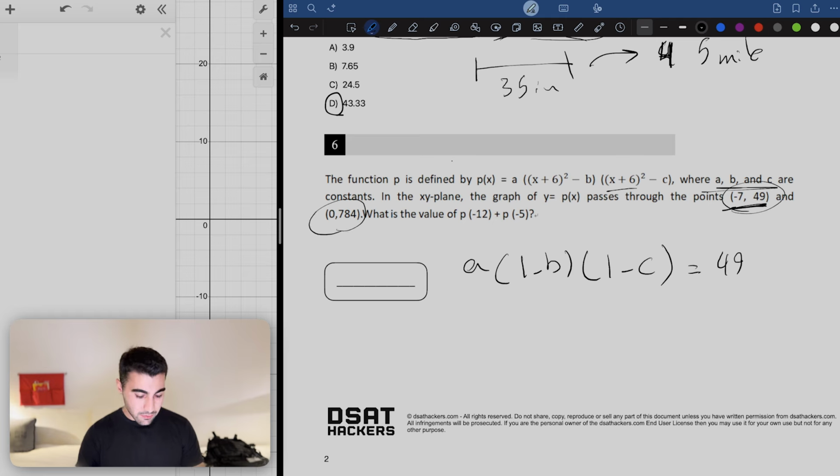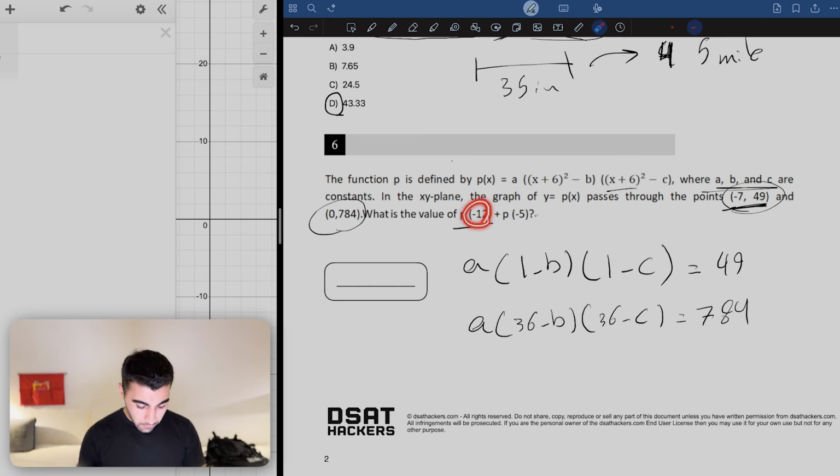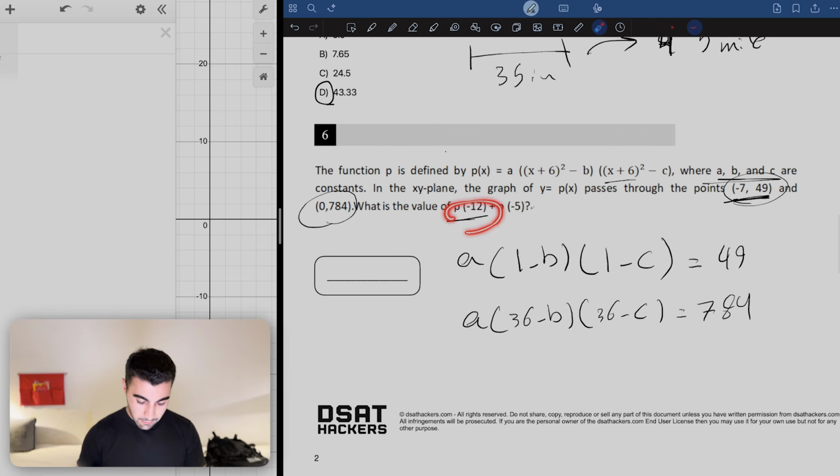For this point we're going to plug in 0. So if I plug 0 here, 6 squared is going to be 36. So I'm just going to put it this way: a times 36 minus b times 36 minus c should be equal to 784. Cool. Now what we're looking for is p of negative 12. So if I plug negative 12 in here, it's going to be negative 12 plus 6, which is negative 6 squared. So it's going to be again 36. Interesting, right? So it's going to give us a times 36 minus b times 36 minus c. And so this is actually the same thing as this, right?